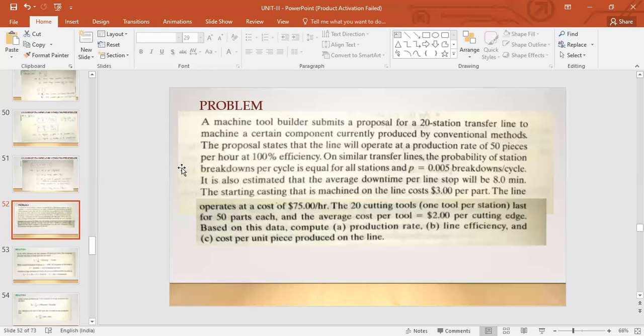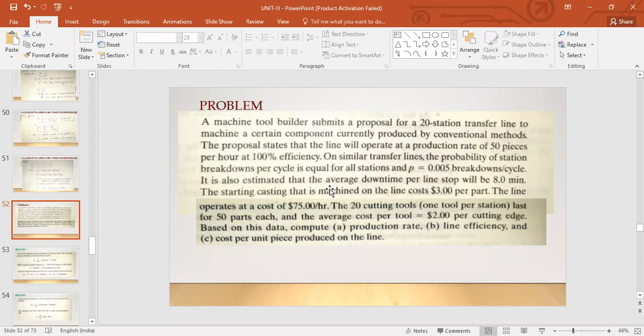On similar transfer lines, the probability of station breakdowns per cycle is equal for all stations, and P is 0.005 breakdowns per cycle. Because we have the data, P equal to 0.005 is from similar transfer lines. I told you, right? Statistics will give you the probability of breakdowns. So previous experiences will count and we decide the probability of a breakdown happening. So P is given.